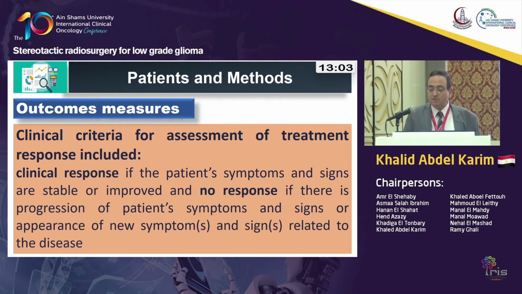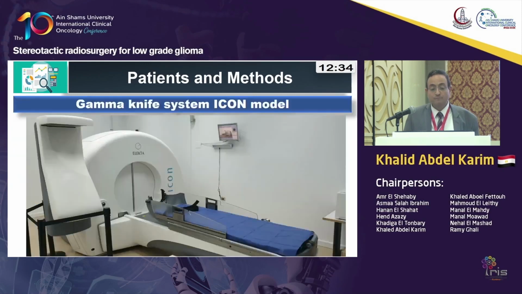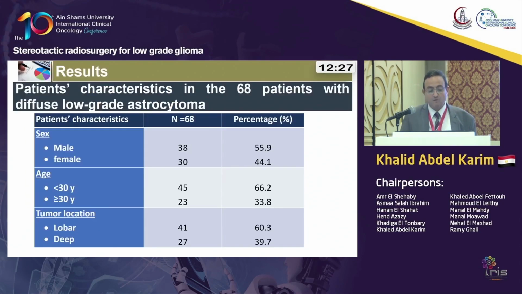If the patient's symptoms and signs are stable or improved, we will call this clinical response. No response if there is progression of the patient's symptoms and signs or appearance of new symptoms or signs. What about the toxicity? It was assessed according to the National Institute of Health and National Cancer Institute common terminology criteria, 4th version. This is our latest Gamma Knife Icon model implemented for the last 6 years in NAS Institute.